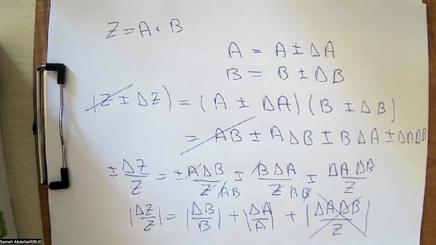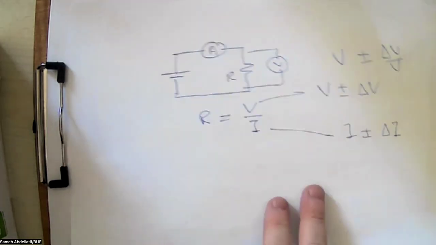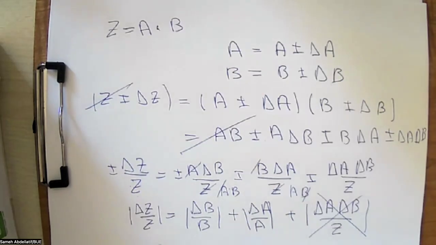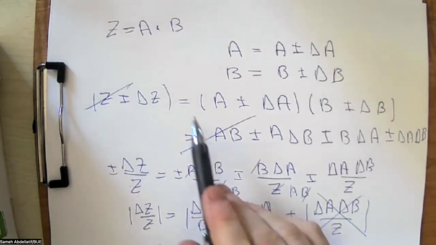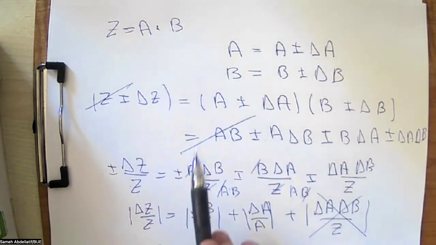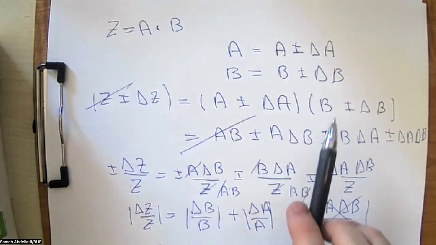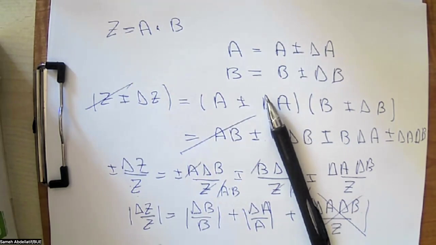If you remember, my dear student, the term delta A over A, and here delta B over B, is a representation of the relative error. So simply, when you multiply A times B, it seems like you are just adding the relative error of A to the relative error of B to get the overall relative error of Z. So this is the multiplication process. Back to our presentation.